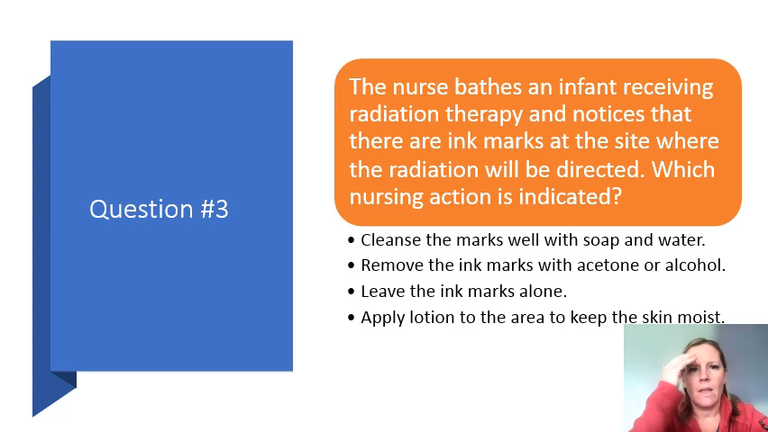All right, and for a kid receiving radiation therapy, the nurse bathes an infant receiving radiation therapy and notices that there are ink marks at the site where the radiation will be directed. What nursing action is indicated? We're either going to cleanse the marks with soap and water, remove the ink marks with acetone or alcohol, leave the ink marks alone, or apply lotion to the area to keep the skin moist. The correct answer when we've got markings for radiation on anybody, as well as with pediatrics, is C, leave the ink marks alone, right?